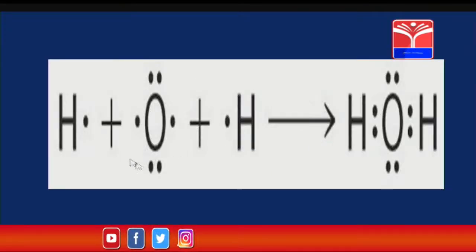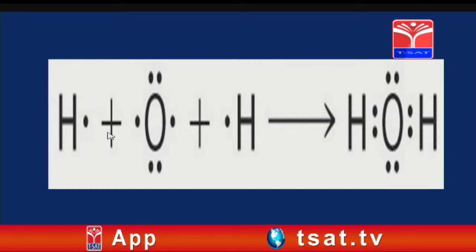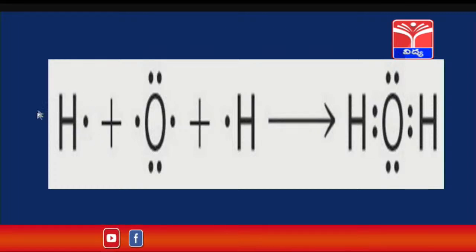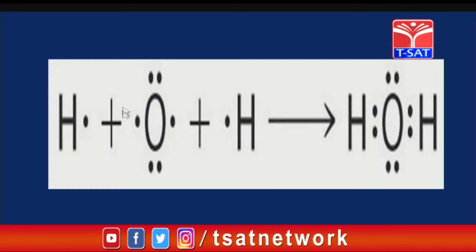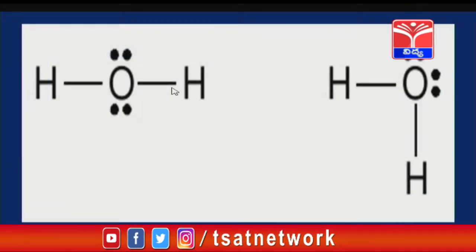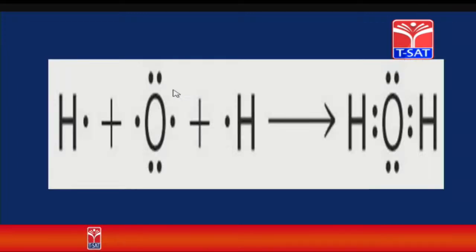Now, let us see another example, water. What is the formula of water, children? H2O. That means 2 atoms of hydrogen and 1 atom of oxygen. Let us see the atomic number of hydrogen again, 1. 1 electron in the valence shell. What is the atomic number of oxygen? 8. 6 electrons in the valence shell. So, oxygen requires 2 more electrons to attain octet configuration.